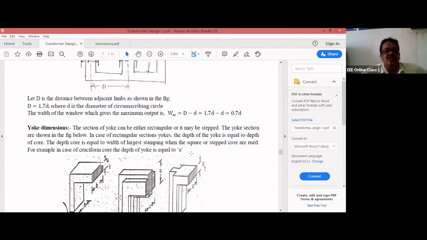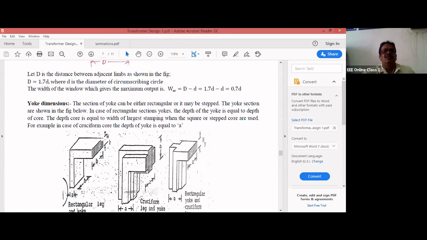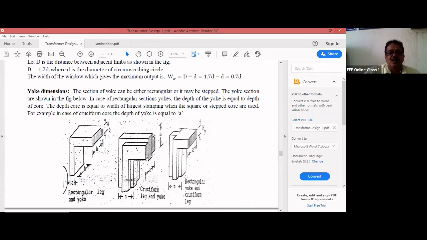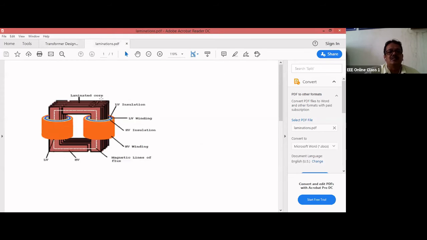Likewise, we will discuss the yoke dimensions. What should be the yoke dimension? You can see here we have 3 different types of yokes. The yoke cannot be a square. The yoke will be rectangular, and it may be 2-stepped or 3-stepped. If you see this figure, this is the yoke part, so this is the height of the yoke and this is the depth of the yoke.